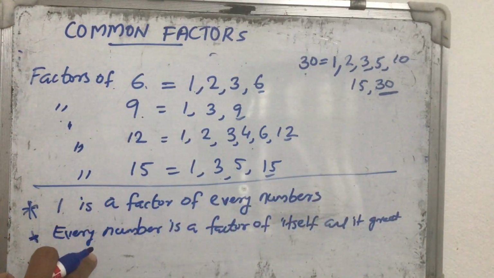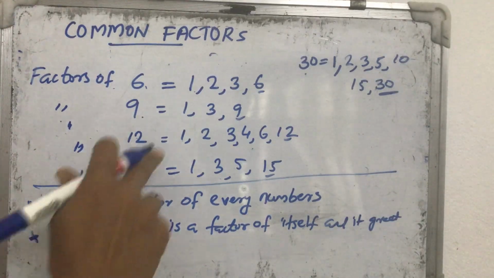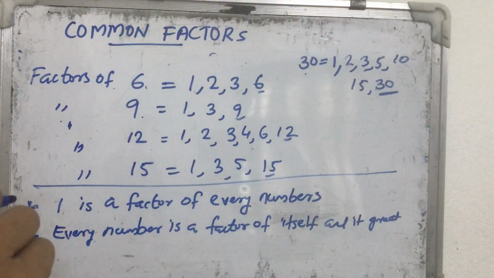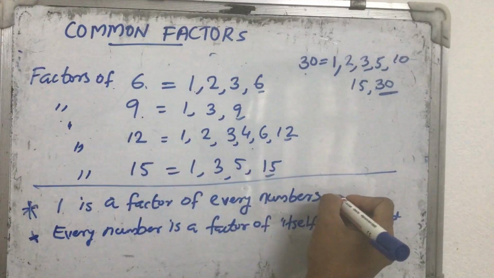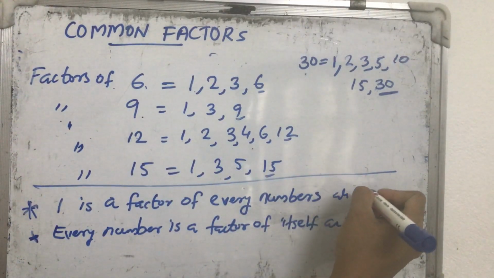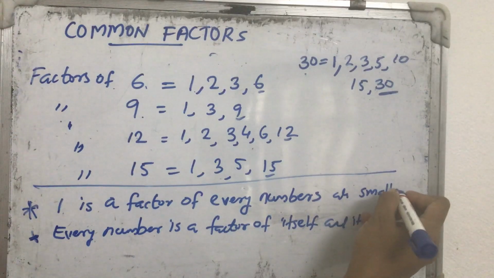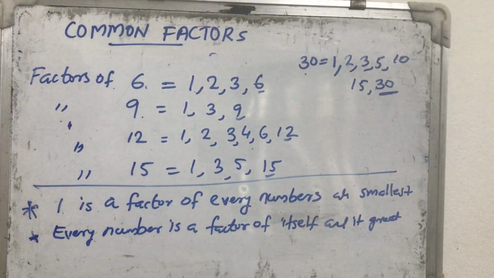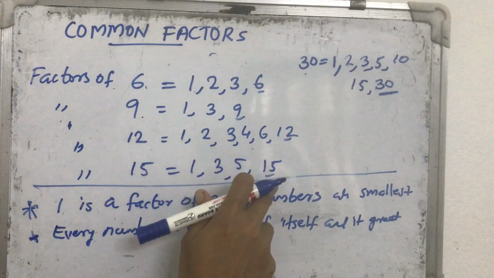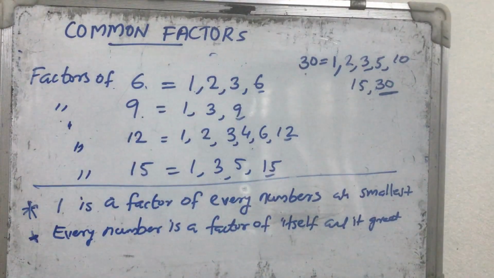And which will be the smallest factor of every number? The smallest factor will always be 1. Okay, 1 is a factor of every number, and also it is the smallest factor of all numbers. So 1 is the smallest factor of all numbers, and every number will be the greatest factor of itself. Whichever number's factors we take, that number will be its greatest factor.